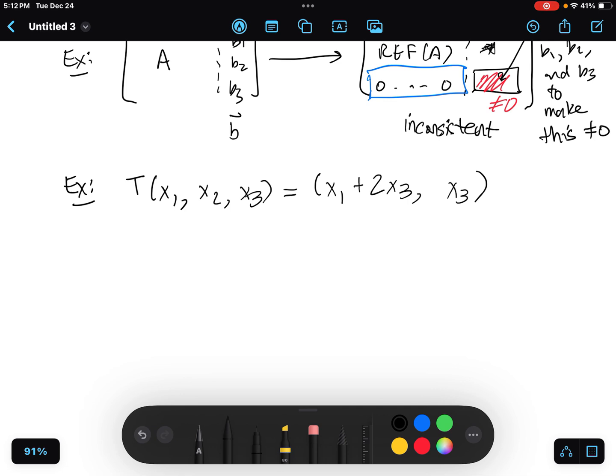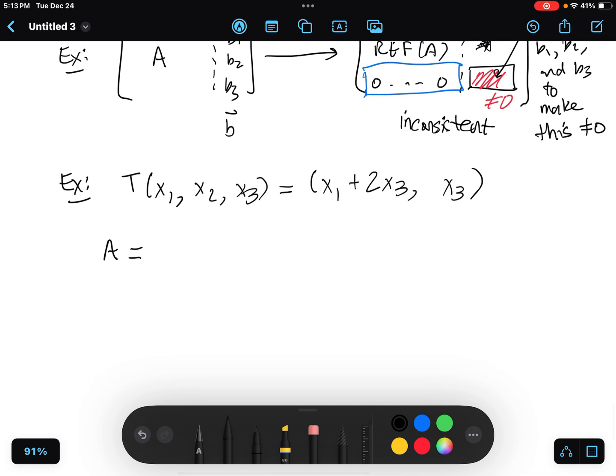So what are going to be the dimensions of my matrix A? Let's write the standard matrix. It's going to be a what by what matrix? It's a 2 by 3 matrix. It's going to be like this. And I can fill in, if you just imagine having an x1, x2, x3, what do you have to make the numbers to produce the output? You'll see that it's going to be 1, 0, 2, 0, 0, 1.